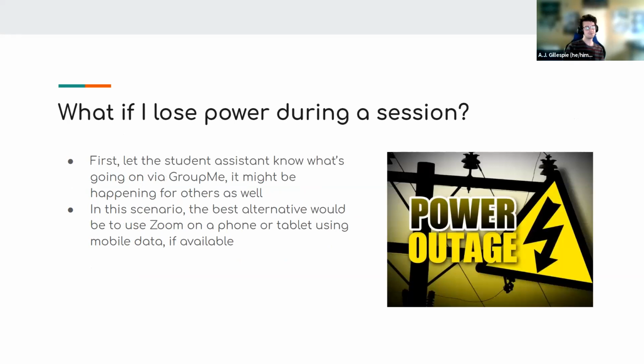Another fairly common thing that happens is we lose power during a session, and you're just sitting there like, oh, everything's off. What do I do now? You quite literally feel powerless in the situation. There isn't a whole lot you can do, but first of all, it's important to let the student assistant know on GroupMe what's going on, because it might be happening for other people as well. I know last semester we had at least one power outage that affected a few of our tutors, I want to say, in the Ventura County area.